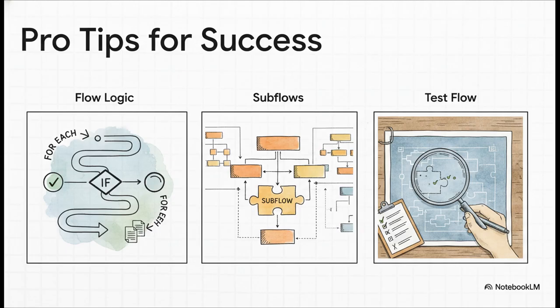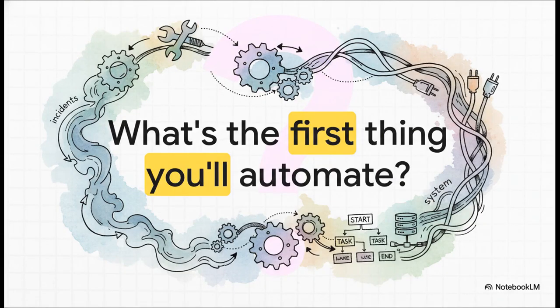Second, don't repeat yourself. If you have a set of actions you do all the time, build them into a subflow. Think of it like a reusable Lego block for your automations. And finally, the golden rule. Always, always test. Run your flow and then check the execution details to make sure it's doing exactly what you think it is.